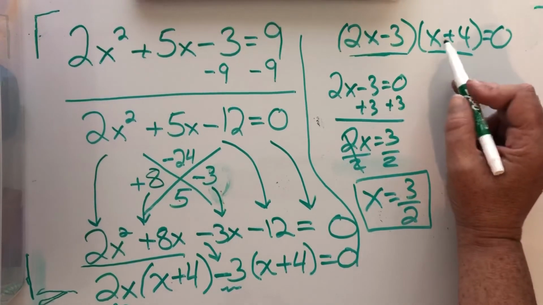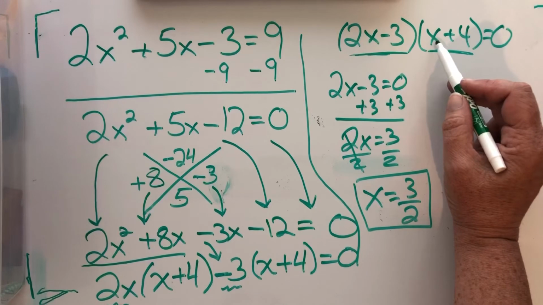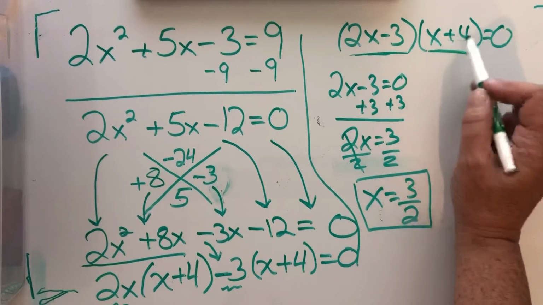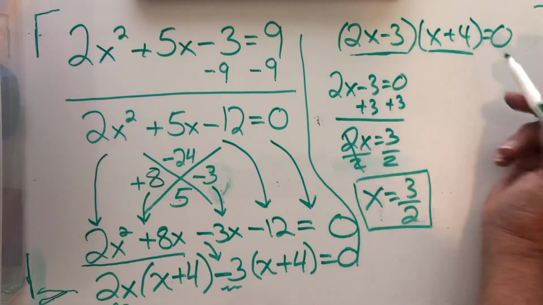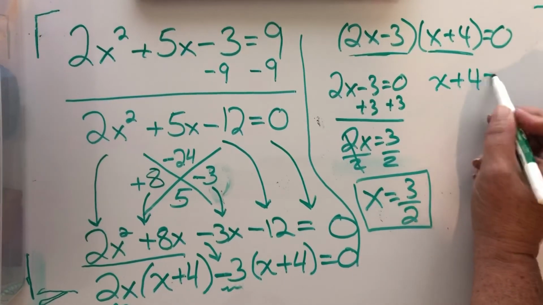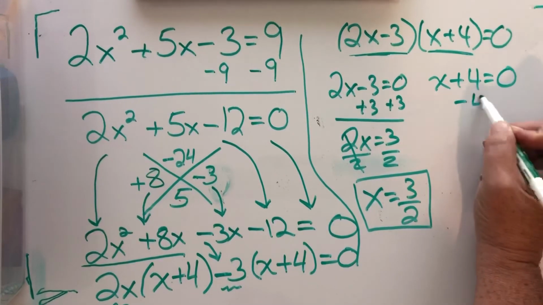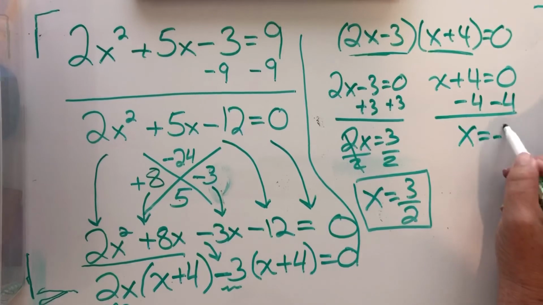Also, this would work if this piece equaled 0. And can you see that if x were negative 4, that would make this be 0? Because negative 4 plus 4 would be 0. And then when you multiplied these, they would disappear, right? So I'm going to do x plus 4, but I'm going to do the math on it. And then I subtract 4. x equals negative 4.